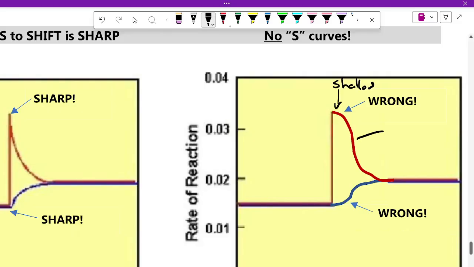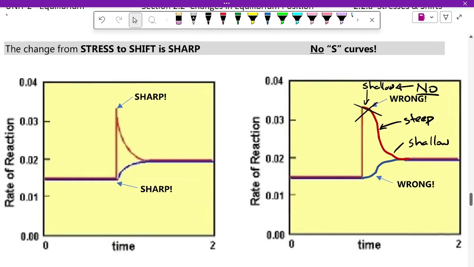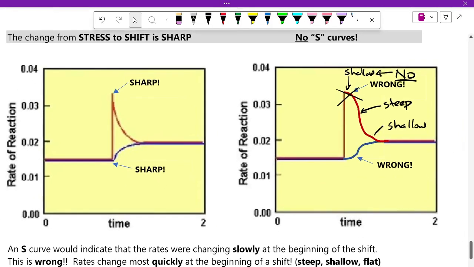Shallow, steep, shallow, no. Okay, it should just go steep, shallow, flat. Wrong, wrong. There we go. All right. So keep that in mind when you are drawing these diagrams.